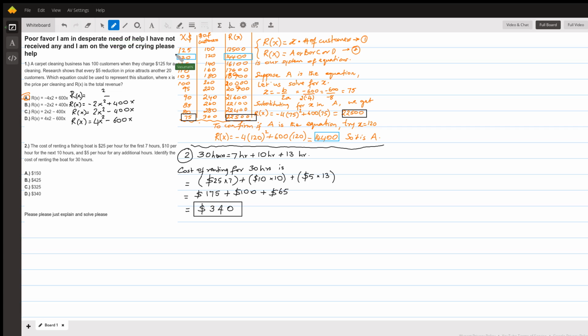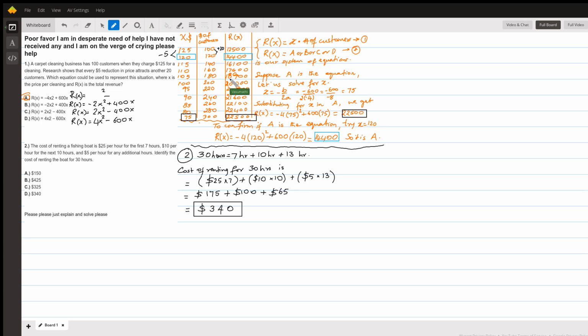So you can see here from 125, if the price reduced by $5, the number of customers went up from 100 to, I'm sorry, 100 customers to 120 customers. And this pattern continues. From 120, you take away 5, you get 115. Similarly, from 120, you add 20 to 120, you get 140. So I just wrote a bunch of numbers.